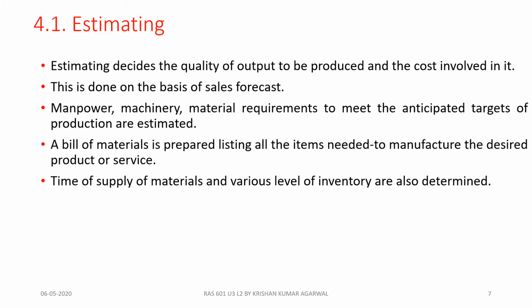and accordingly various levels of inventory are determined by the planning people. This is the first and foremost important point or function that is considered by the planning people. Unless and until forecasting is accurate, they cannot plan the production process.